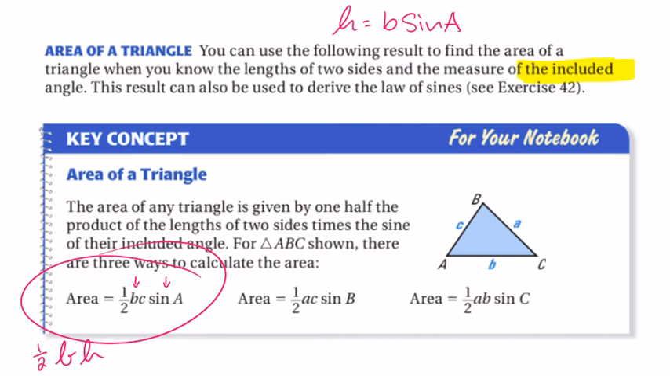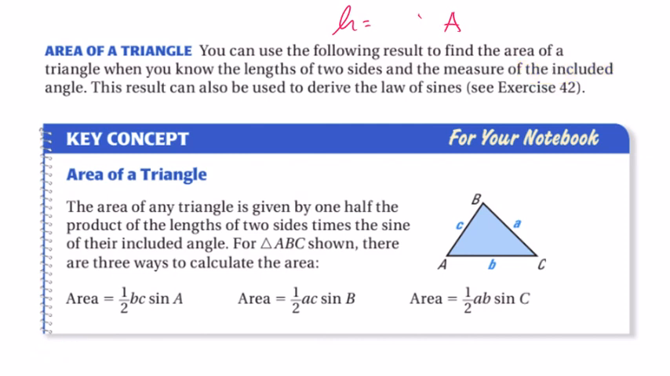If that's what I'm considering to be my height here, then c must be my base, and then I still have that 1/2 piece. So it makes sense, the setup at least does, with the 1/2 and the two sides being multiplied and the sine of A, if I look at what we previously took notes on. So let's look at a couple of examples using these formulas.